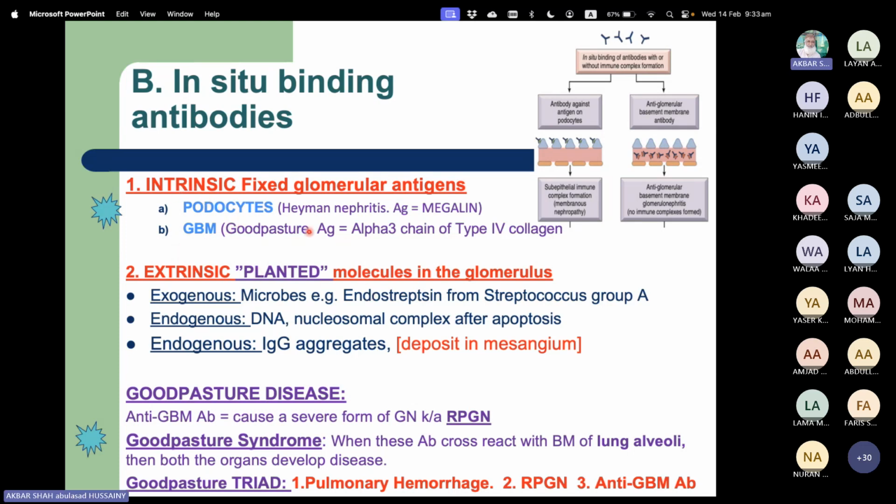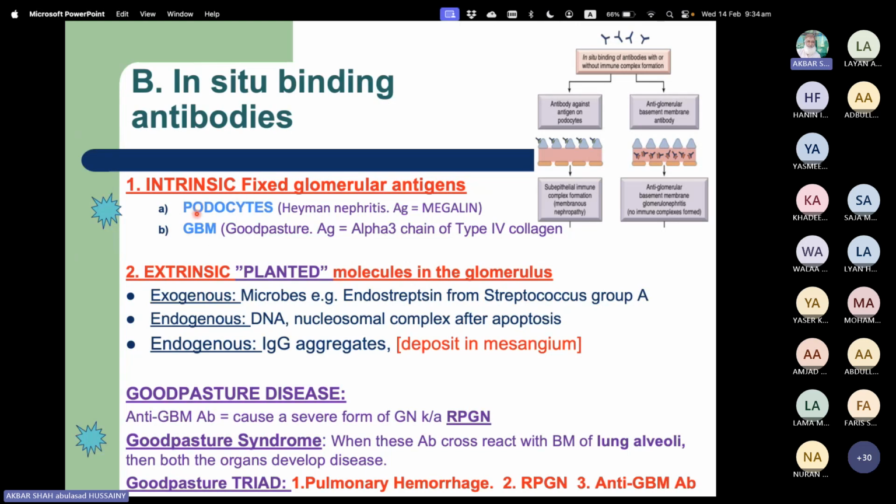But some antigens are planted, they are coming from outside, like microbes. They are just the antigen, they are in the circulation, they come to the glomerulus and settle there. And then the antibodies will come and attack them. So these are the planted molecules. The example of the intrinsic are the podocytes.